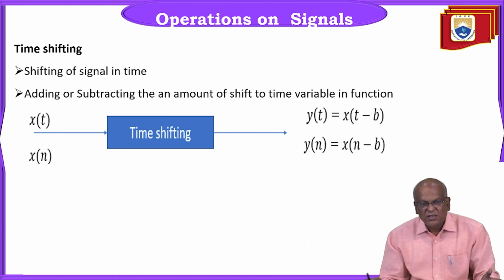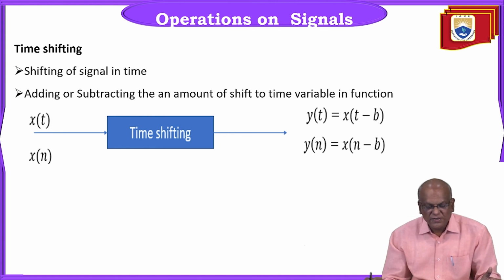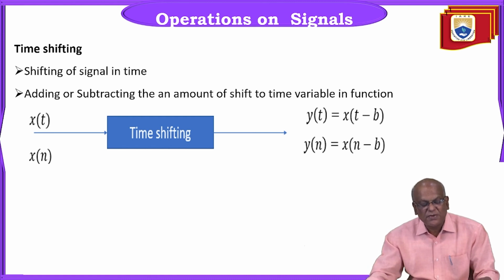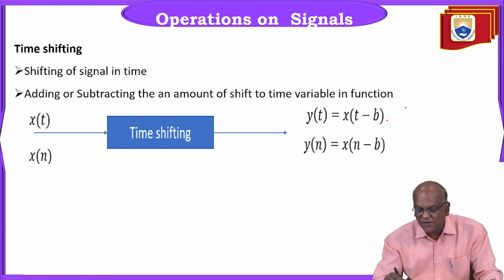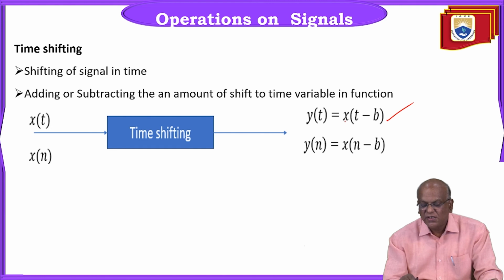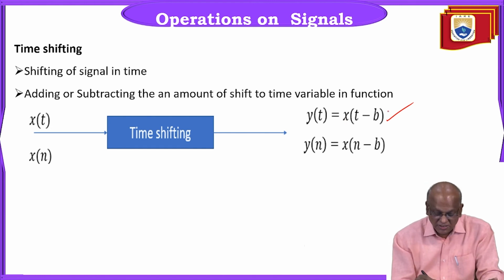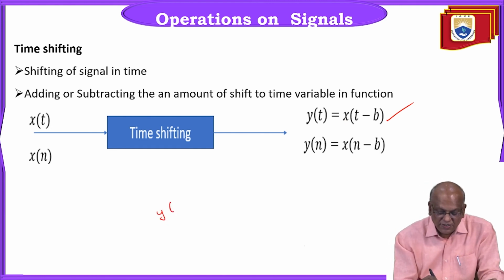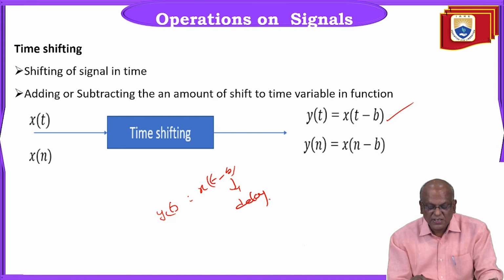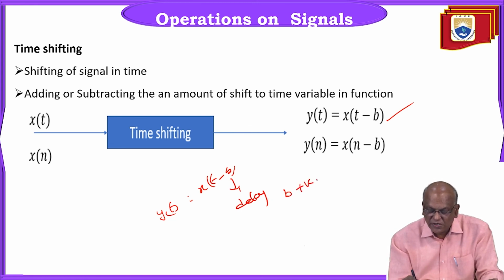Suppose x of t is a given signal. If a time shifting operation is performed on x of t, the resulting signal is y of t equal to x of t minus b. This indicates a delay operation: x of t delayed by b seconds. The b is always a positive value.